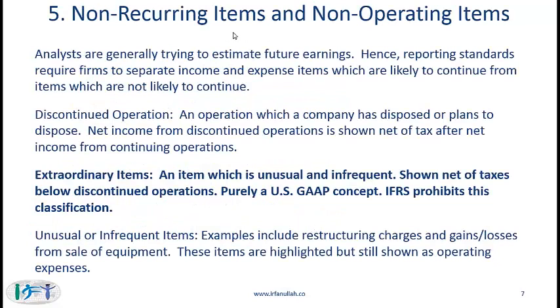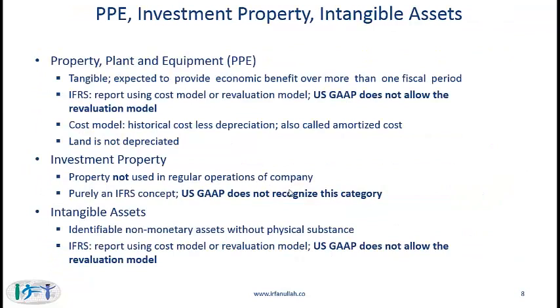When dealing with non-recurring items and so on, the difference is that this category of extraordinary items that can be shown as non-operating, that concept exists in US GAAP, it does not exist in IFRS. Next point, with property, plant and equipment and long-term assets in general. IFRS has the concept of a revaluation model. US GAAP does not have the concept of a revaluation model. So US GAAP just sticks with the cost model where we have the initial cost and then depreciation.